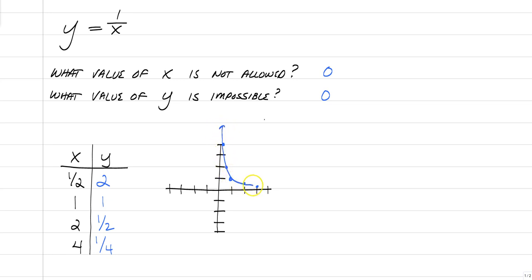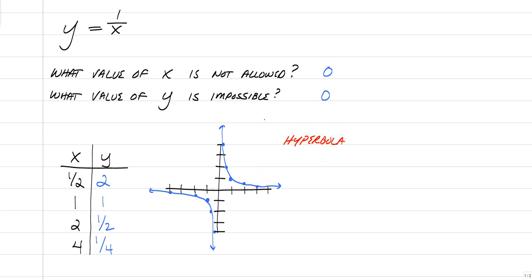But then if you were to do that with negatives, so if you were to do -1, you would divide and have a -1. If you did -2, it would be -1/2. If you did -4, it would be -1/4. -1/2 would be a -2. So what you see is this funny little shape that never touches the x-axis or the y-axis, because this is known as a hyperbola.